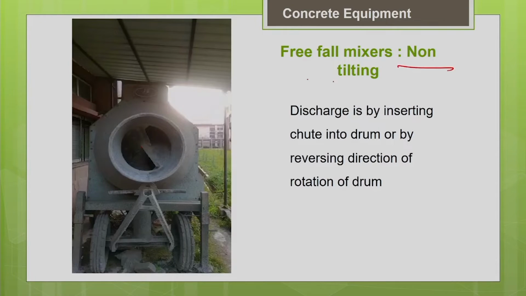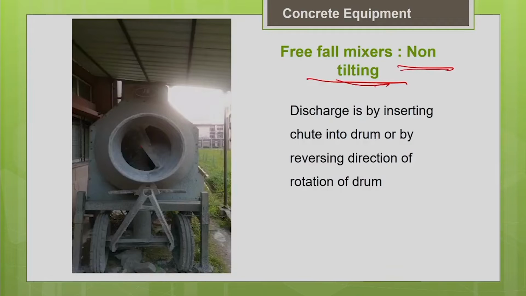Generally, for non-tilting mixers, you can see that the cycle time will be more, because discharging time is more. In tilting type, you can immediately discharge the concrete. The time duration needed is less. But here, the time duration needed for discharging will be more. That is why you can see that the cycle time will be more and the productivity of these mixers will be relatively less when compared to tilting type.